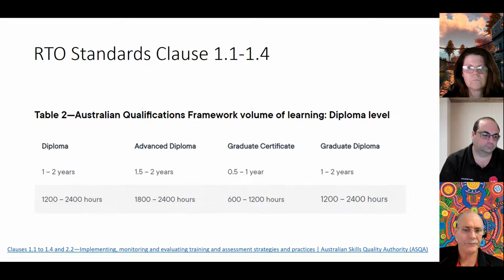So this is the volume of learning. We also need to outline the amount of training. Can you tell me the difference between volume of learning and amount of training? Is one for the students and one for the teachers? No, it's all about the students. Matthew?